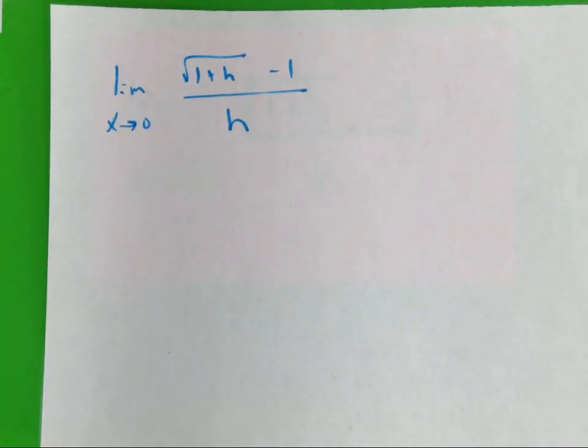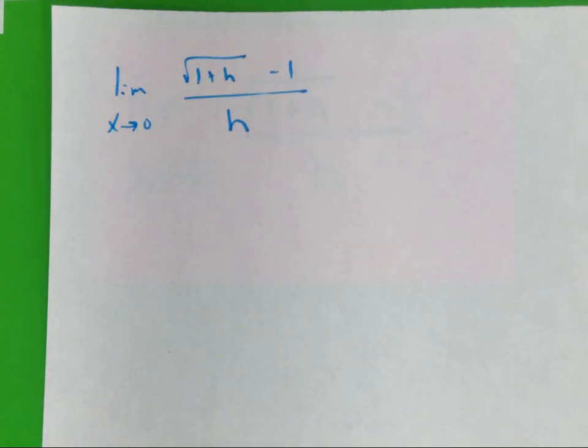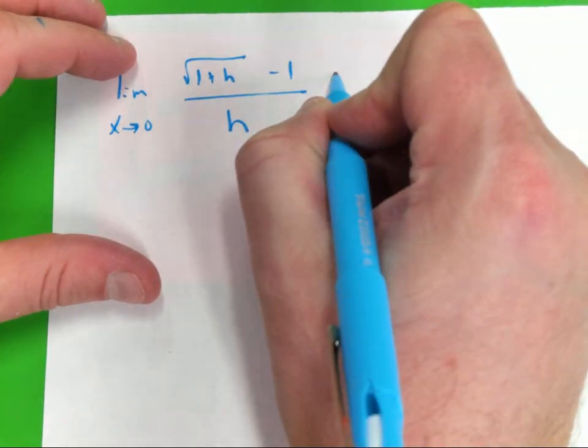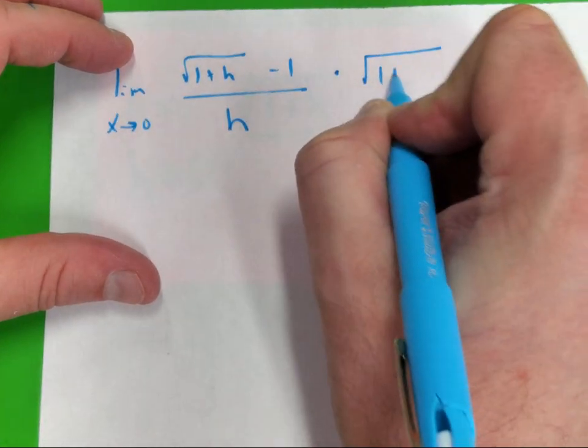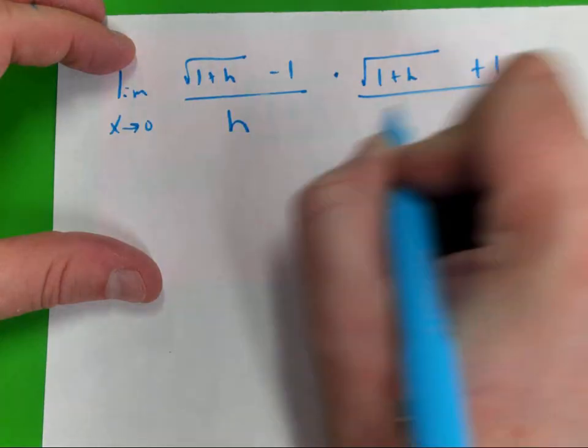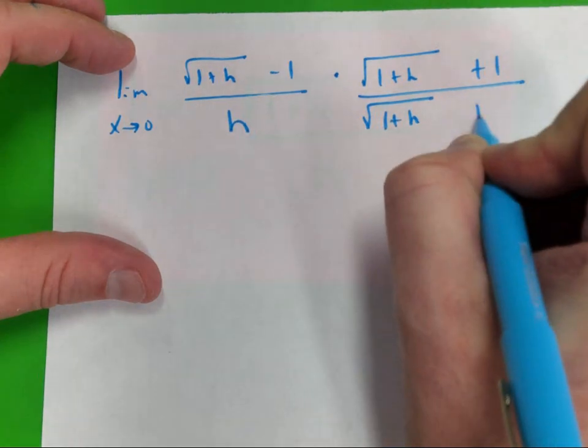I tried 0. Can't do that. So I'm going to use one of my toolkit strategies. What's my toolkit strategy here? I'm going to need you to rationalize the what? Numerator. So let's take our time on this. So I'm going to multiply the top and bottom by that plus 1, that plus 1.